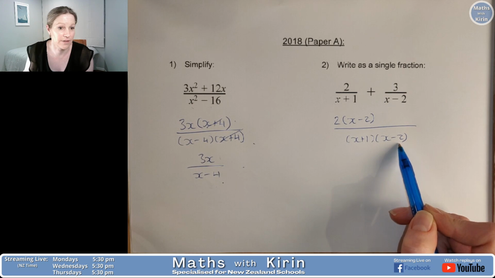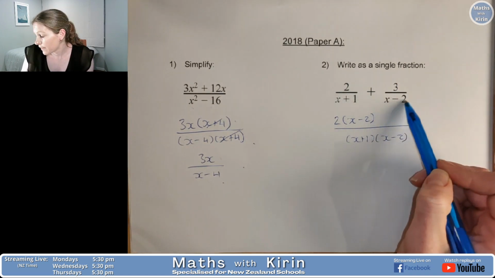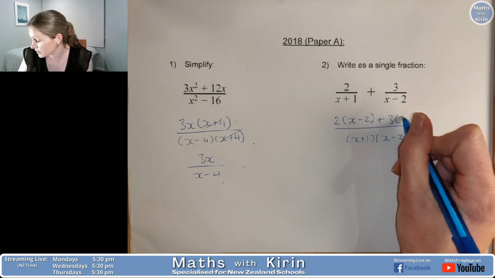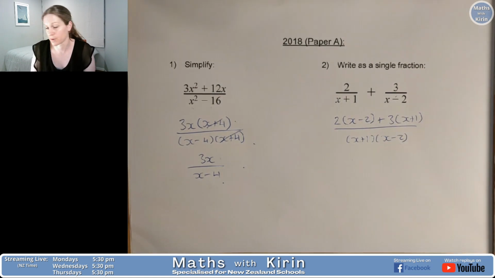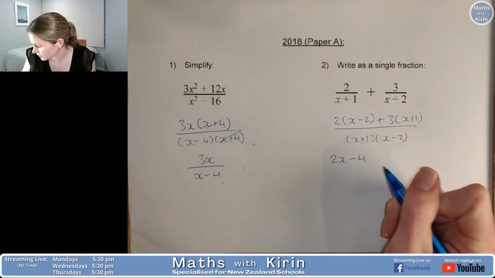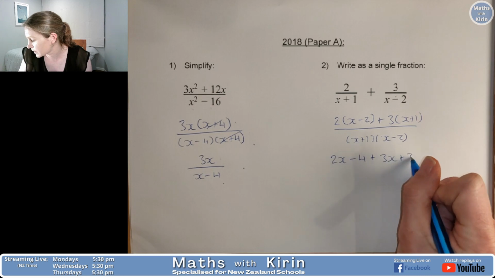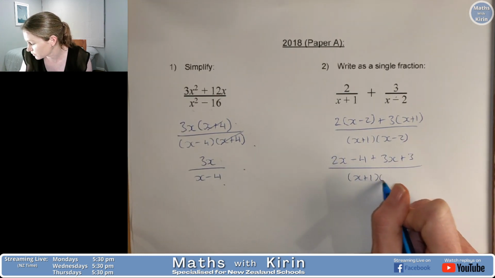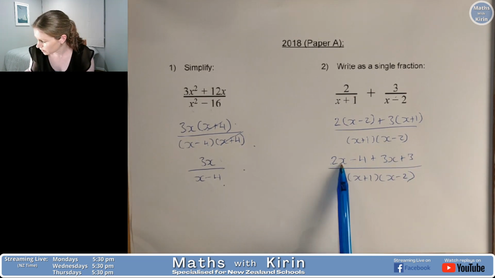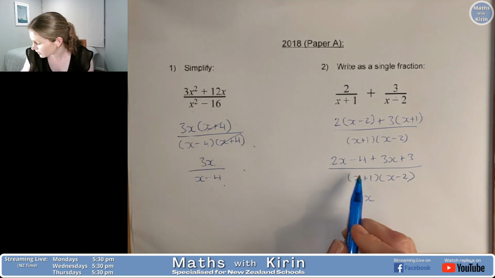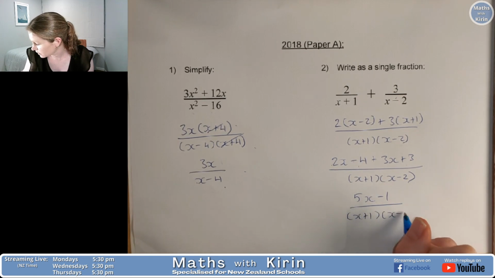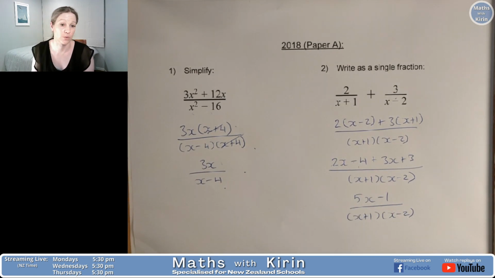Again, I'm going to leave it factorized. I'm not going to expand it. This one here, our 3 needs to be multiplied by x plus 1, and we are adding, so we add 3 times x plus 1, and we've got our common denominator down there already. Expanding and simplifying, we get 2x minus 4 plus 3x plus 3 all over x plus 1 and x minus 2. Simplifying our top line, 2x plus 3x is 5x, negative 4 plus 3 is negative 1 over x plus 1 and x minus 2. Okay, and that's all you need to do.